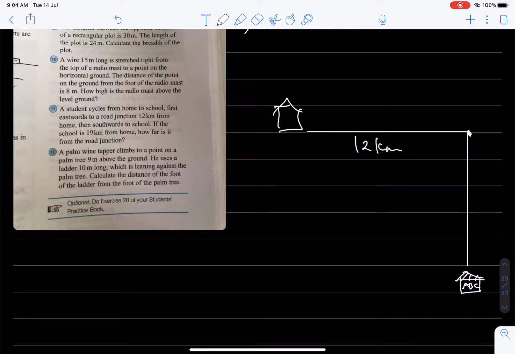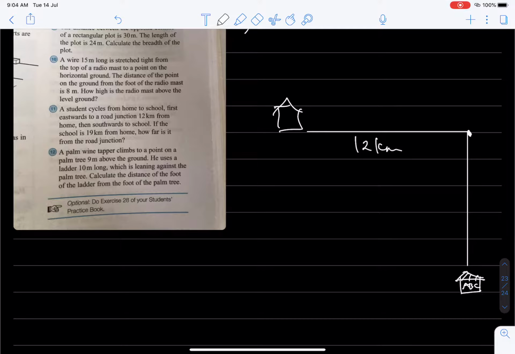Now, what's the question? If the school is 19 kilometers from home, how far is it from the road junction? That means they want us to find the distance from J, which is the road junction, to school. So this illustration is just to make it clear to you. So that means we want to find this distance.